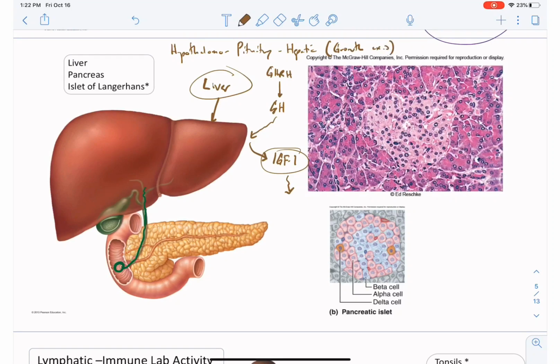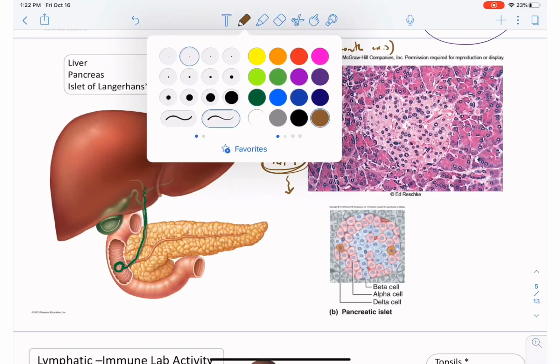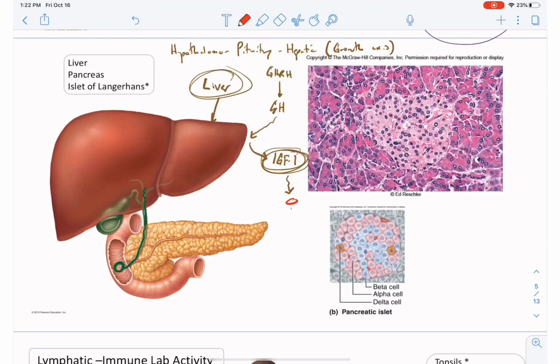And ultimately, the growth axis is going to work through the liver through the production of insulin-like growth factors, and then insulin-like growth factors act on the cells of the body and cause cell division and also cell growth.